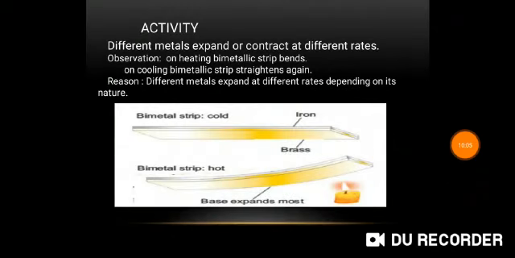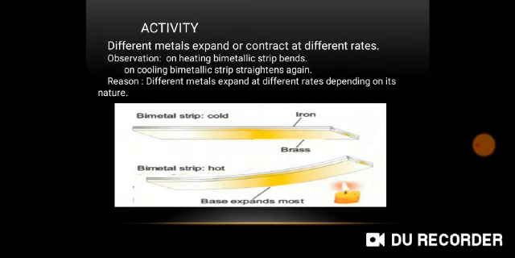Here we have another activity. This is activity number 9.2 from your book, in which we are going to prove that different metals expand or contract at different rates. As we have already discussed, different metals expand at different rates depending upon their nature. What you need to do is take a bimetallic strip and heat it up. You need to observe what happens to the bimetallic strip when it is heated. Now allow it to cool at room temperature, and then again observe what happens when it is allowed to cool at room temperature. You will observe that on heating, the bimetallic strip bends, and on cooling, the bimetallic strip straightens again.